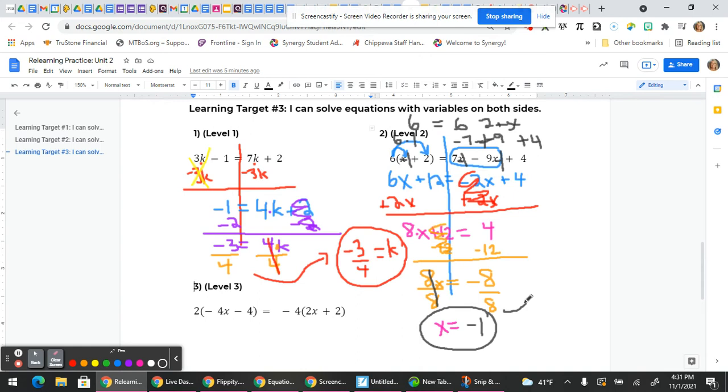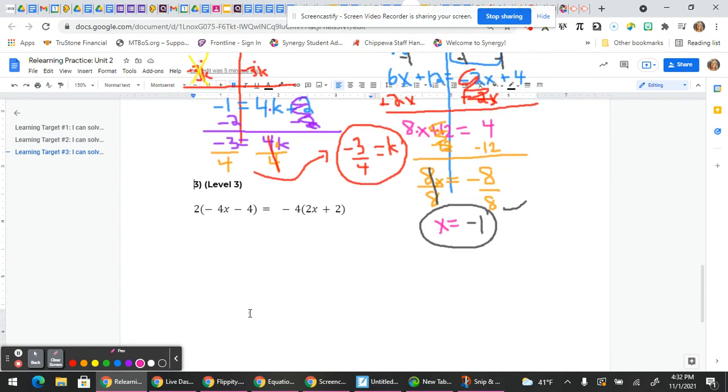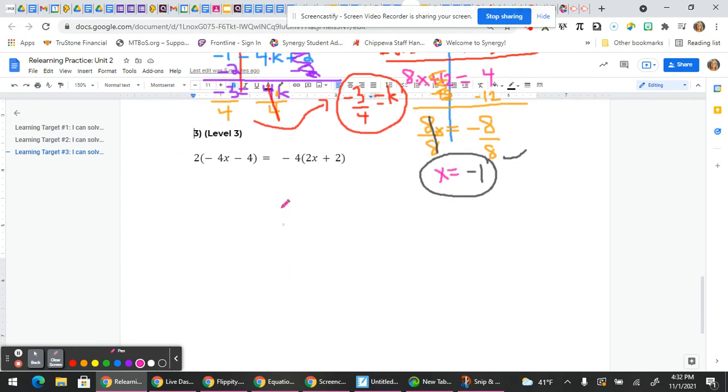Now my last question, level 3. So level 3, we have a few things to look at. I'm just going to slide this up a little bit. So for level 3, I'm going to find my equal sign. So if you could please write this down. I've got 2 parenthesis negative 4x minus 4, and on the right, negative 4 parenthesis 2x plus 2.